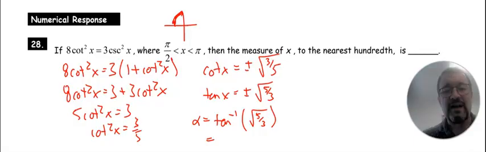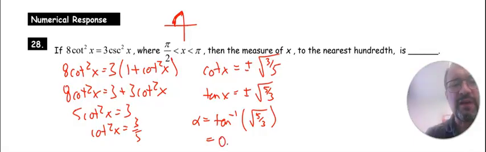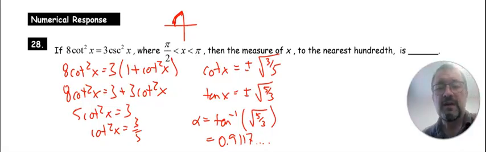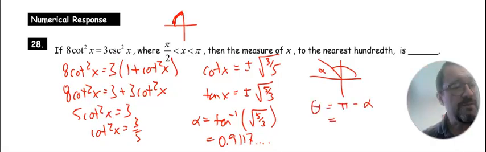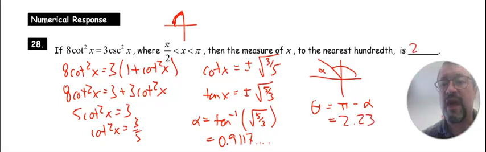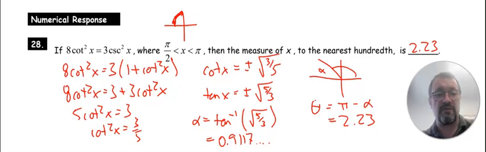And it turns out that gets me an answer that's 0.9117, and it goes on and on forever. Now, that's my reference angle. I am looking for an angle in the second quadrant, and I know that this is my reference angle. So what I'm going to do to get theta is I'm going to do pi minus my reference angle. And when I do that, I get 2.23. And so that is the answer that I'm looking for in this question.